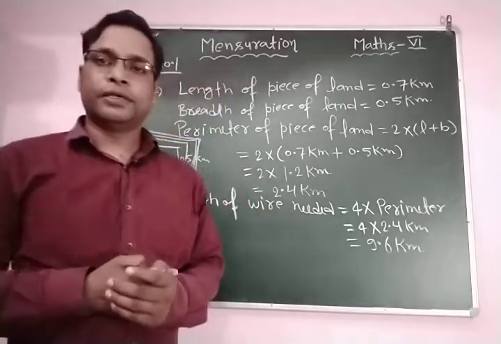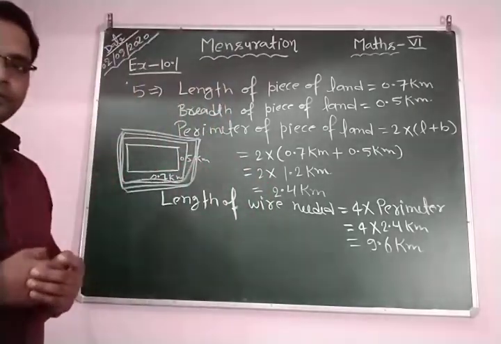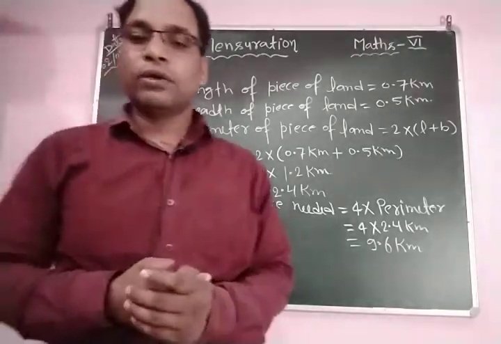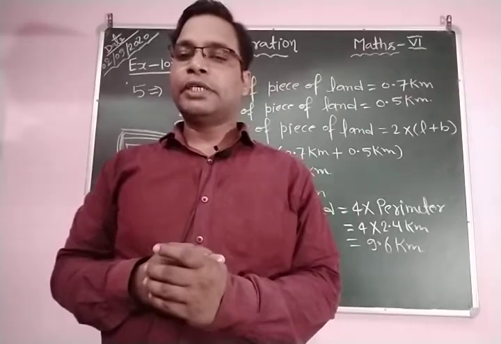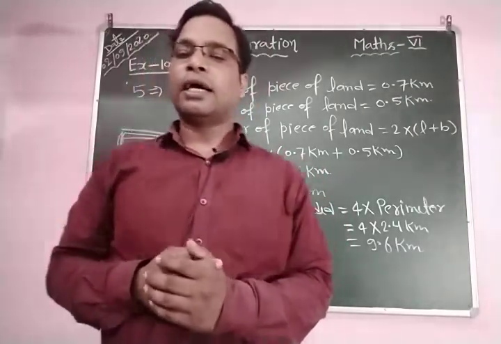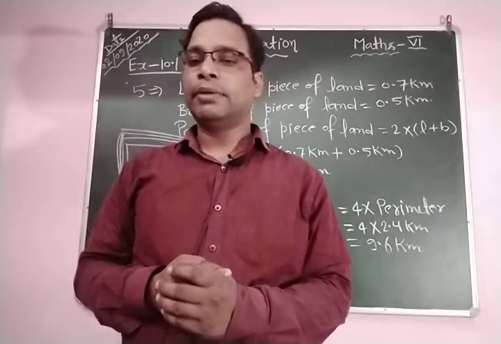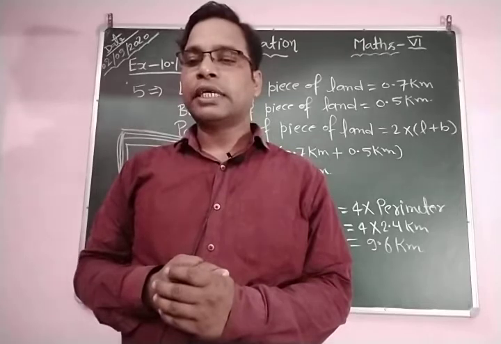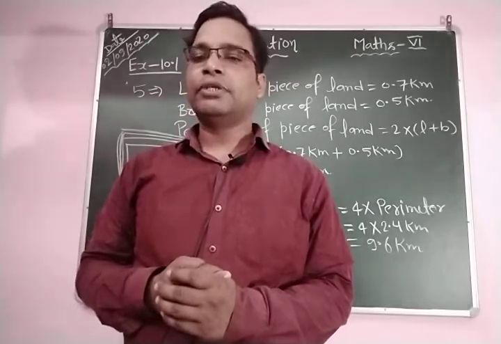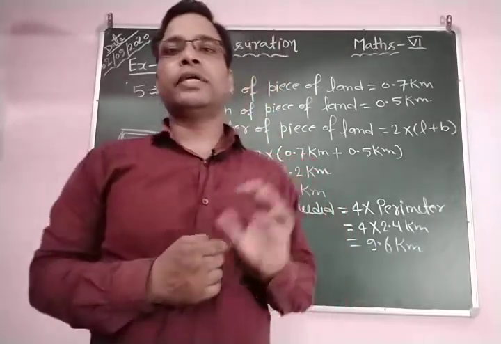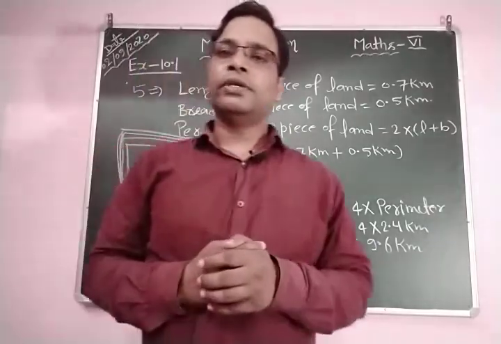Now the next question is question number 6. Question number 6 is: find the perimeter of each of the following shapes. First is a triangle with sides 3 cm, 4 cm and 5 cm. Simply, the perimeter of this triangle is the sum of the sides. So 3 plus 4 plus 5 is equal to 12 centimeters. So no need to write here. I hope all of you do it yourself.